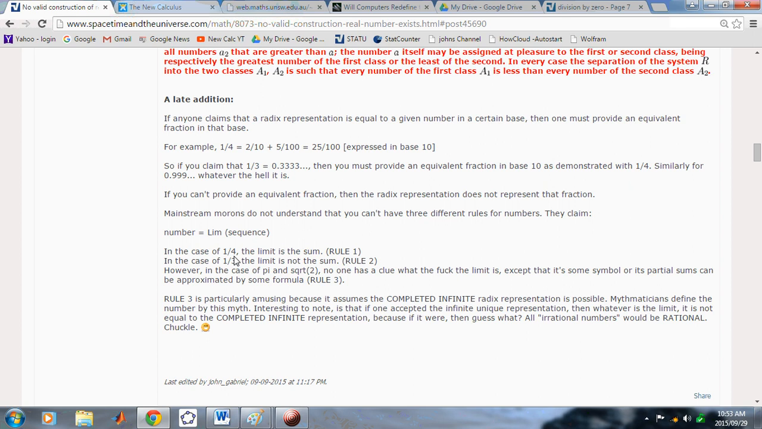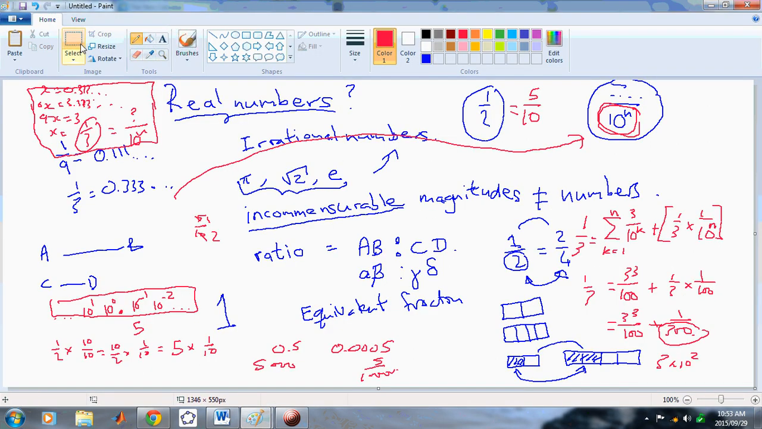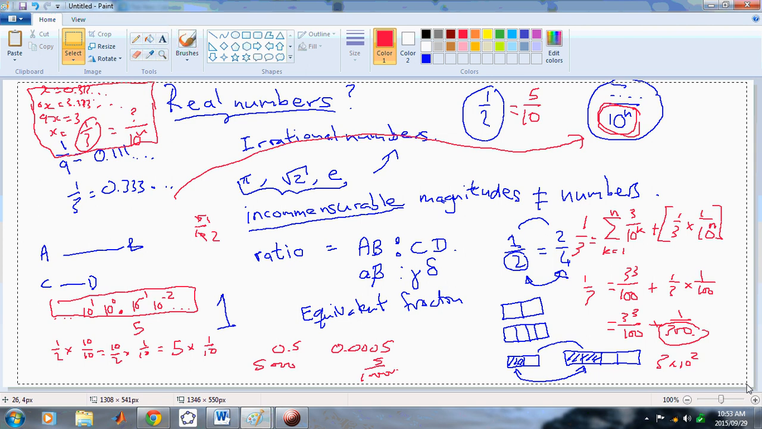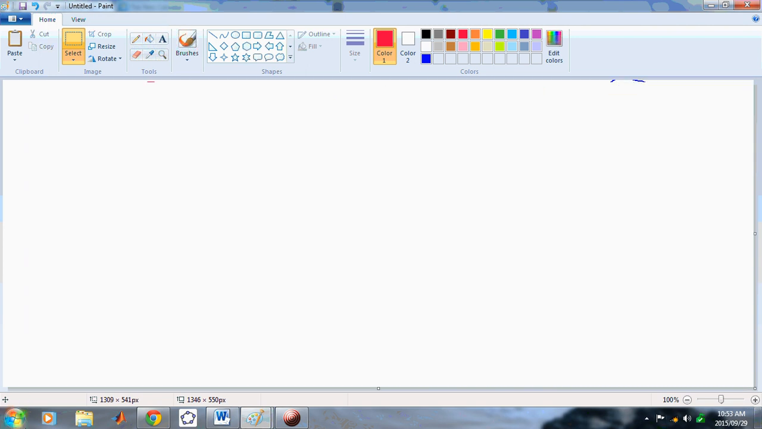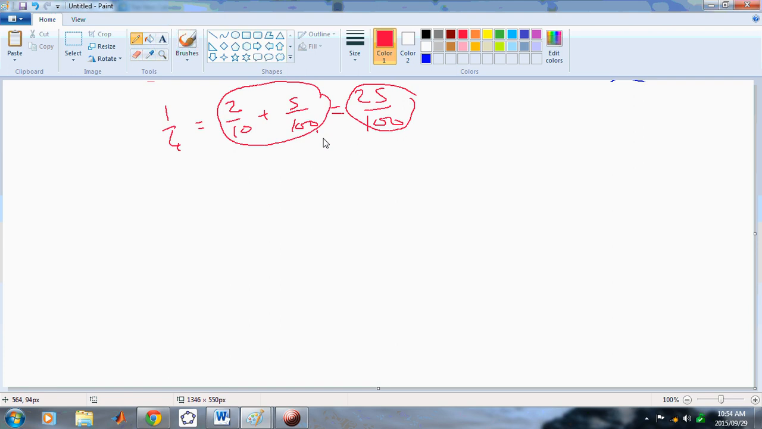In the case of a quarter, the limit is the sum, okay? So how does that work out? In the case of a quarter, let's just clear this all the way here. In the case of a quarter, the limit is the sum. So how does that work? A quarter is equal to 2/10 plus 5/100, which is equal to 25/100. Okay, so in this case here, the limit of this series is the sum.